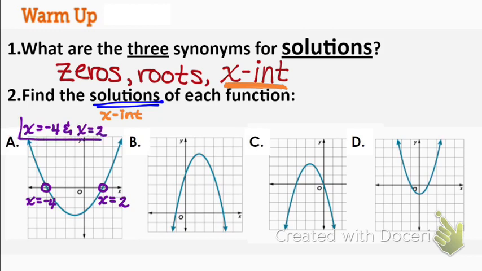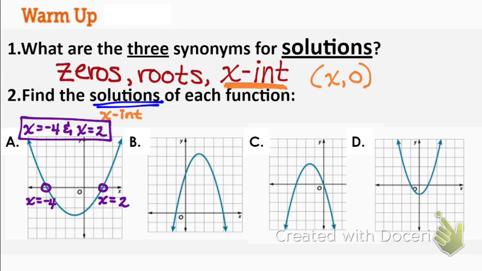I don't need to put the y parts of those ordered pairs, because what is the y part of an ordered pair for an x-intercept? Always. What is the y part of an ordered pair for an x-intercept? Always 0. So if I'm looking at the graph and trying to find the solutions, I don't need to write it down as an ordered pair. I just need the x part, because the y part is always 0, and that is understood.